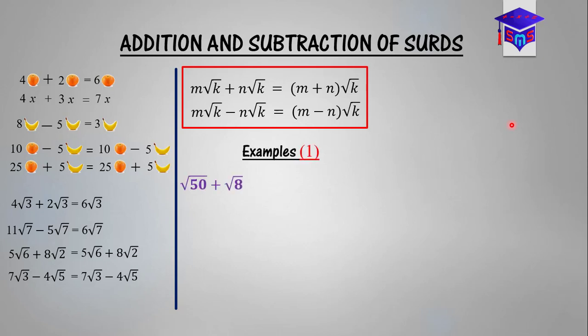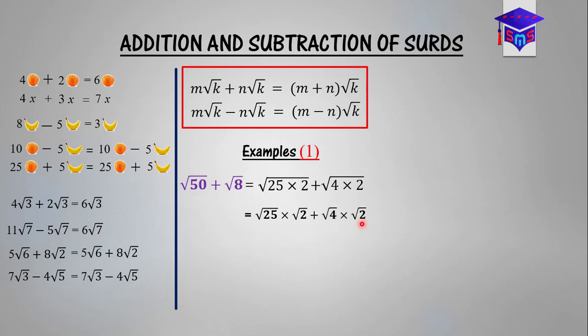If I have root 50 plus root 8, you agree with me that these surds are not in the simplest form. Unlike these ones without weight, they are all in their simplest form. So then we have to reduce these surds to their simplest form before we go ahead and add them. Alright, so for the root 50, I'm going to have root 25 times 2. And then plus root 8 is root 4 times 2. Good. Then you go ahead and each of them takes the root sign. The root 25 will take the root, this one will also take the root, this one will take the root, this one will also take the root. So we have root 25 times root 2 plus root 4 times root 2.